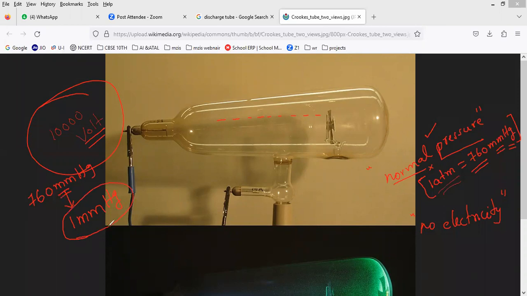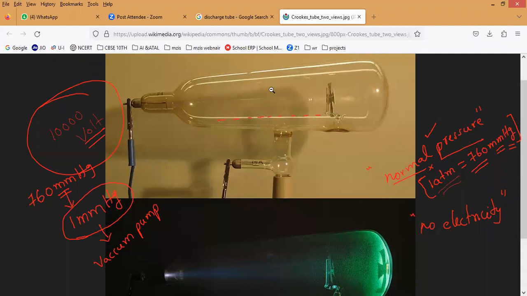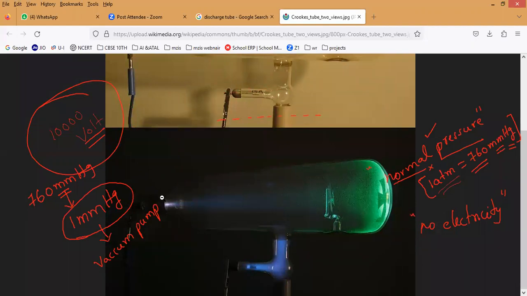It is possible with the help of a vacuum pump. Then the electricity started flowing, and as a result the tube started glowing. We can notice that in this picture. Observe: before, even though 10,000 volts was applied, no current was passing. As soon as the pressure is reduced to 1 mmHg, you can see that the tube started glowing. Have you noticed it, everybody?